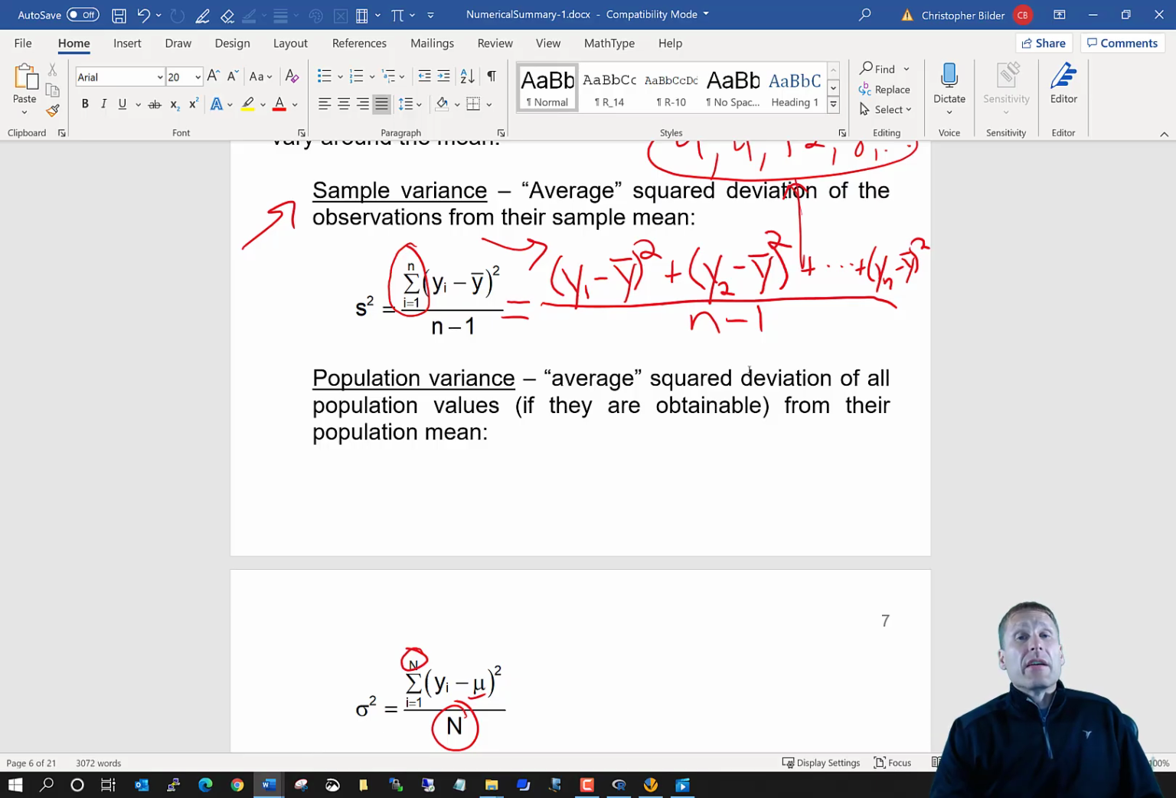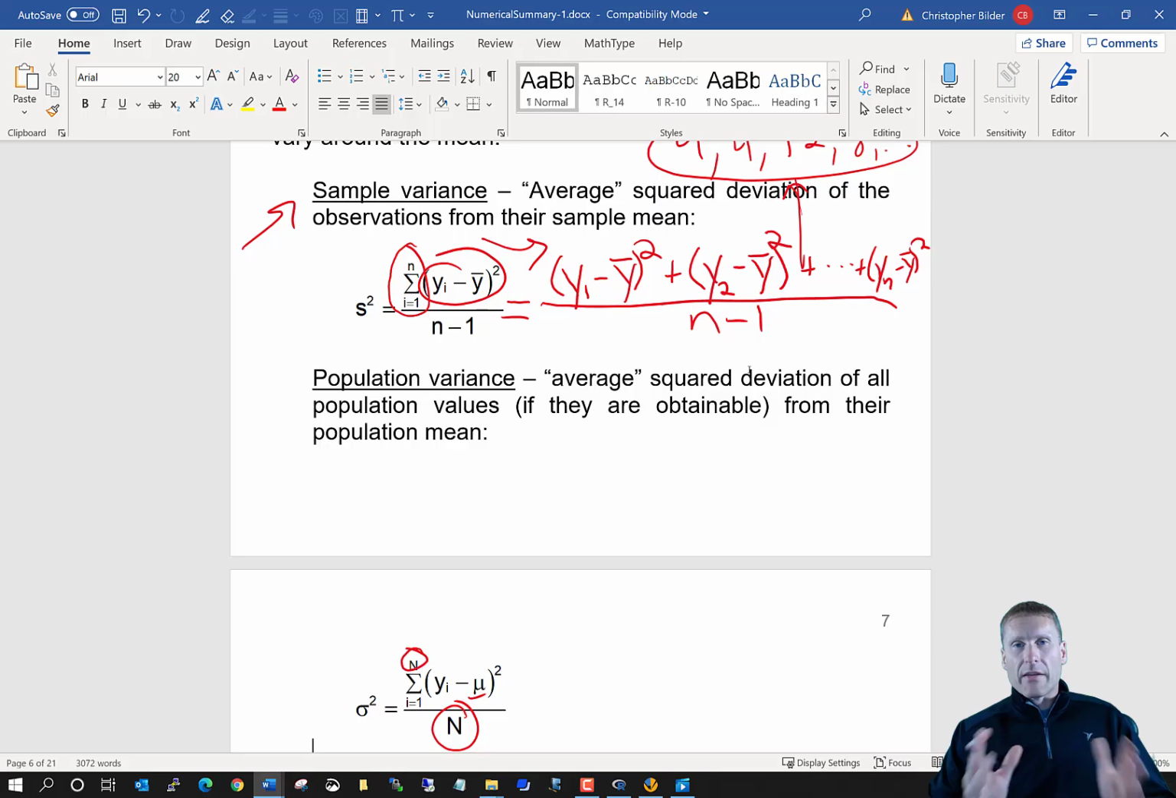So think of it this way. When would s squared be 0? Well, it would be 0 if all the y's were equal to y bar. So that square deviation would always be 0. Now, if the y's are a little bit different from y bar, then s squared is going to be a little bit higher than 0. If instead these y's were really far apart from each other, these square deviations are going to be large, and therefore the s squared will be large.